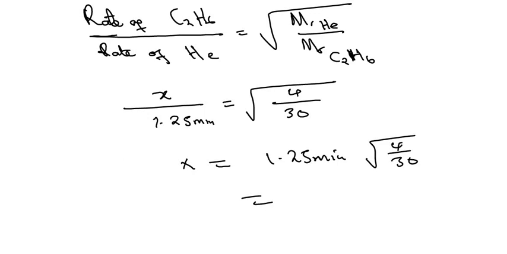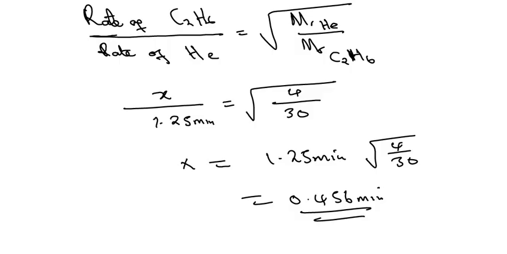We're saying 4 divided by 30, then square root the answer you've gotten, then multiply it by 1.25, which is simply going to give us 0.456. This is what I'm getting here. Yeah, so they're saying ethane, this is what you're getting.